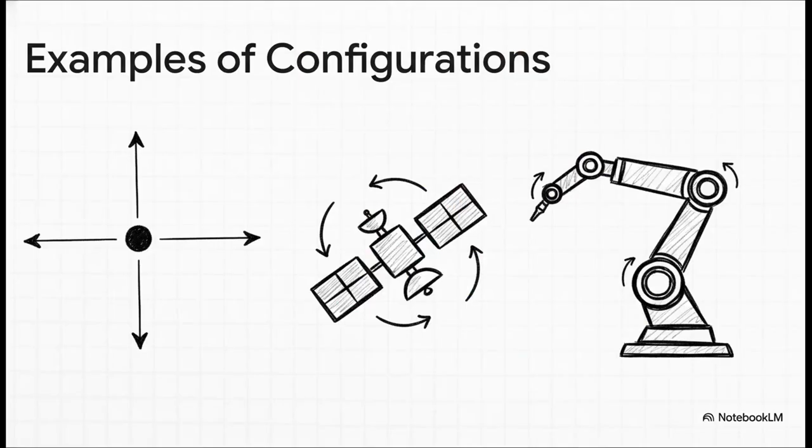You know, the idea of a configuration isn't as abstract as it sounds. For a tiny particle, it's just its x, y, z coordinates. For something like a satellite, it's not just where it is, but also which way it's pointing. And for a complex robotic arm, a single configuration is the precise angle of every single one of its joints. Each of those is just one point in a much, much larger configuration space.